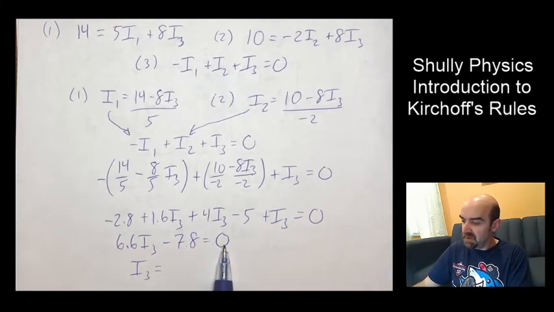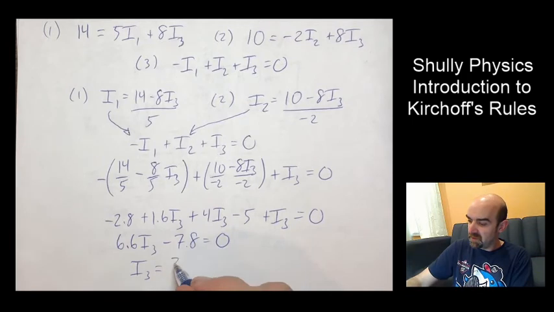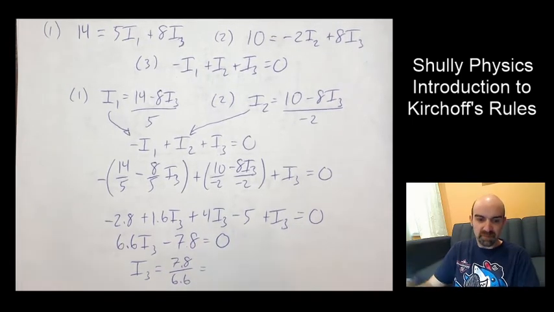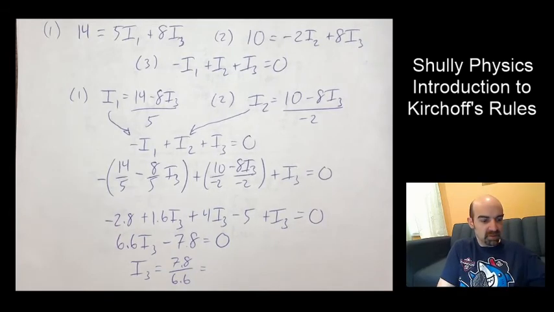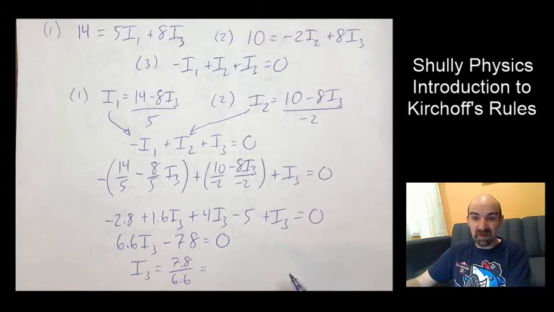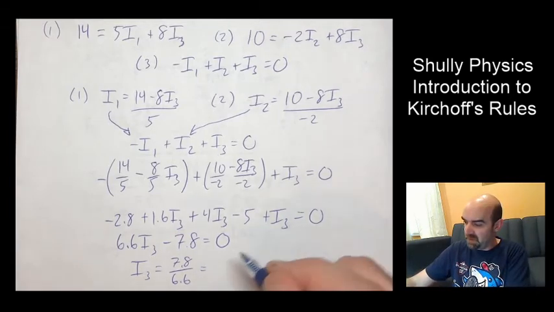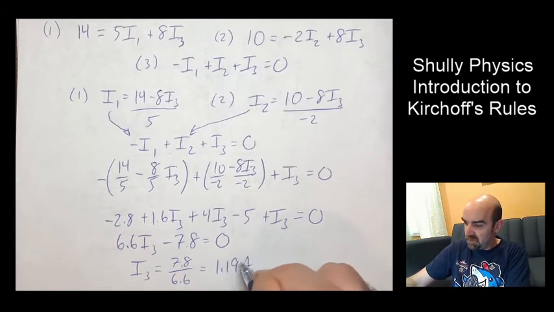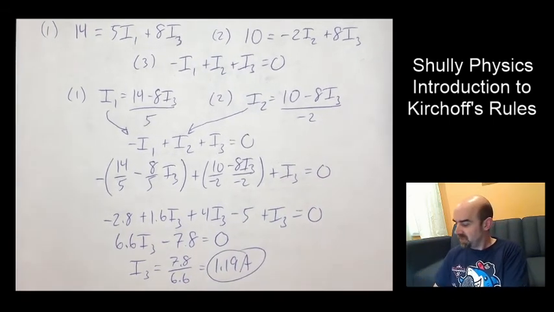And I'm going to add that. So 7.8 divided by 6.6. Bring up my calculator here. This is off screen, but if you take 7.8 divided by 6.6, you get a 1.18 repeating, so I'll just say 1.19 amperes. There's I3.